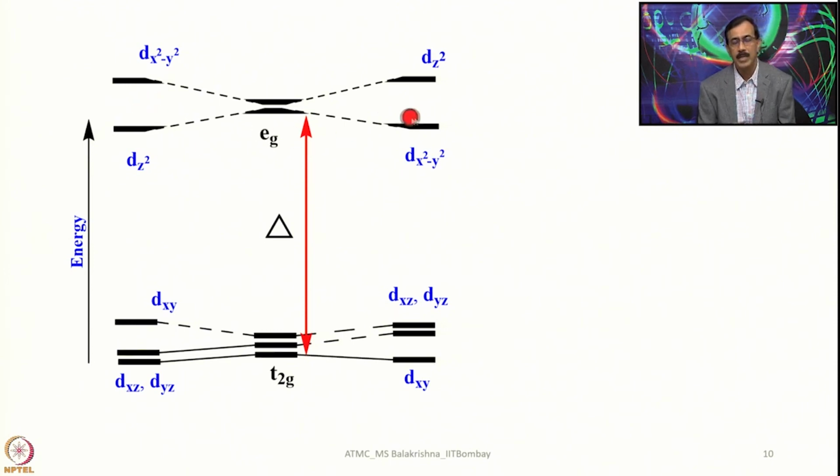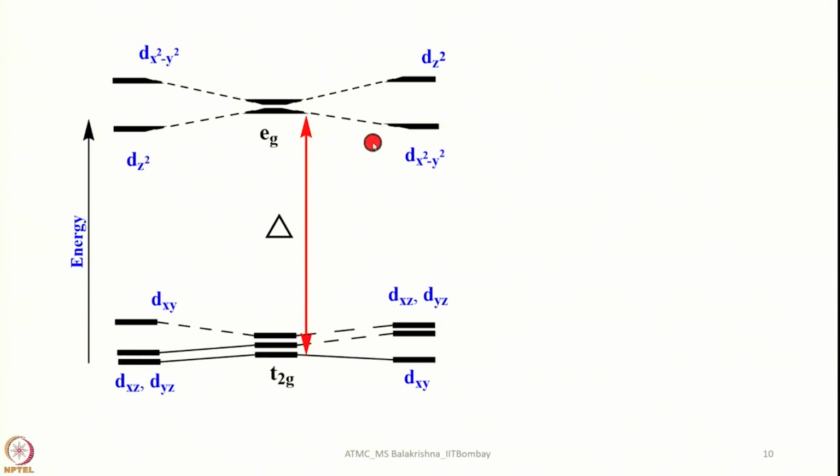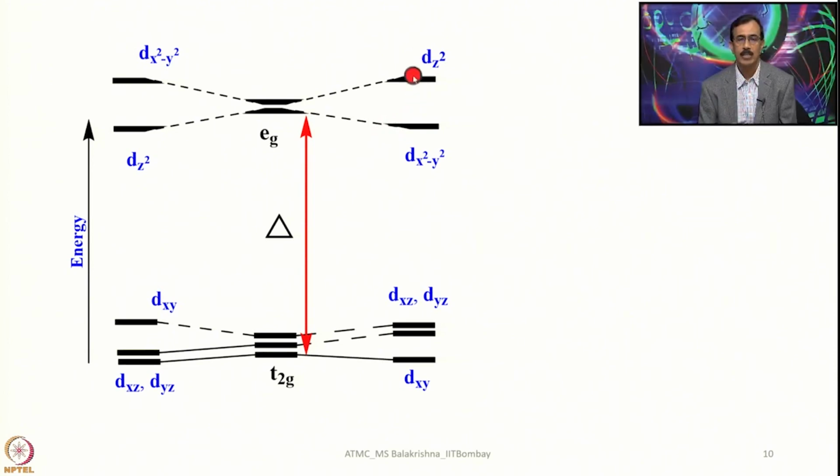In contrast, the other way around happens here. If you put 2 electrons in the dx square minus y square orbital and 1 electron in dz square, the 4 ligands approaching the metal from the x minus x, y minus y direction experience larger repulsive forces, and as a result they will stay away from the metal ion relatively compared to the 2 ligands that are approaching along the z direction.